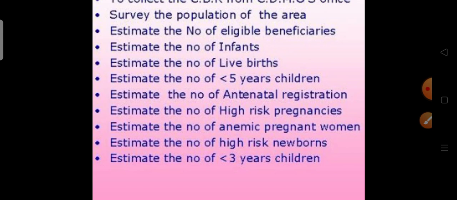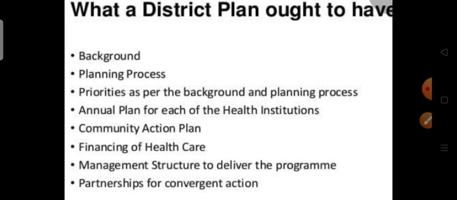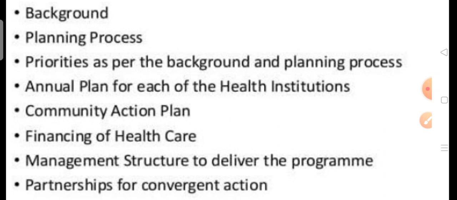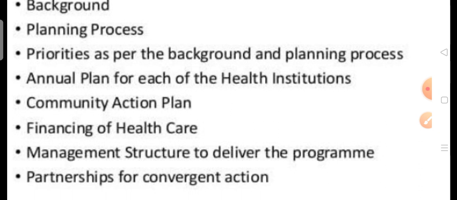What the district plan is, sort out to have a background. When you are having a plan, you have to see the background, planning process, priorities as per the background, annual plan for each of the health institutions, community action plan, financing of healthcare, management structure to deliver the program, and partnerships for convergent action. If the government cannot do the services, with the help of the private sector it can provide better services to most of the population. That is the reason the government also needs a partnership with the public.